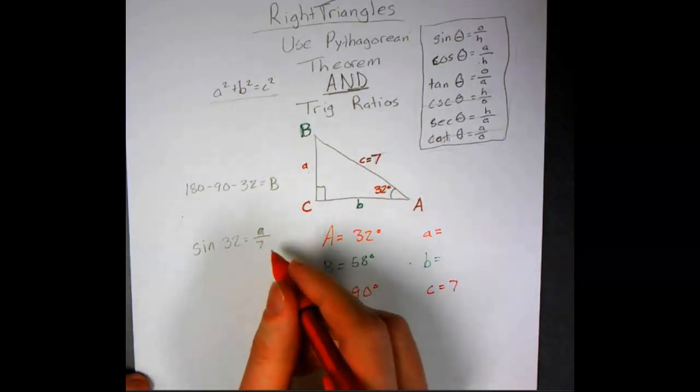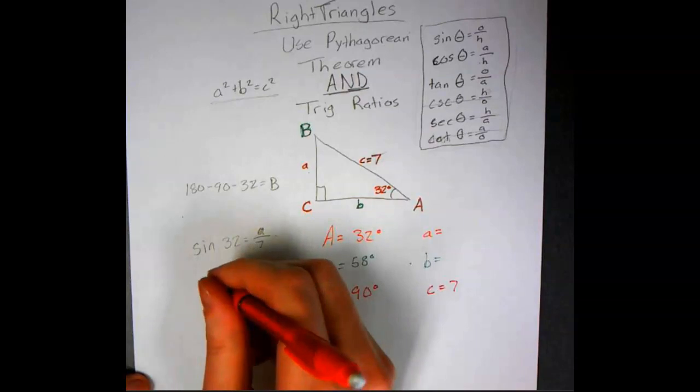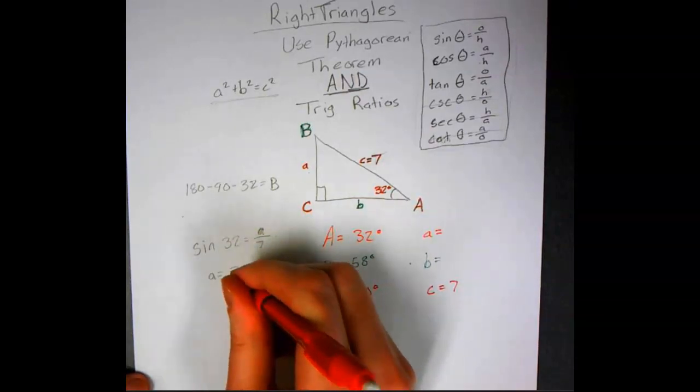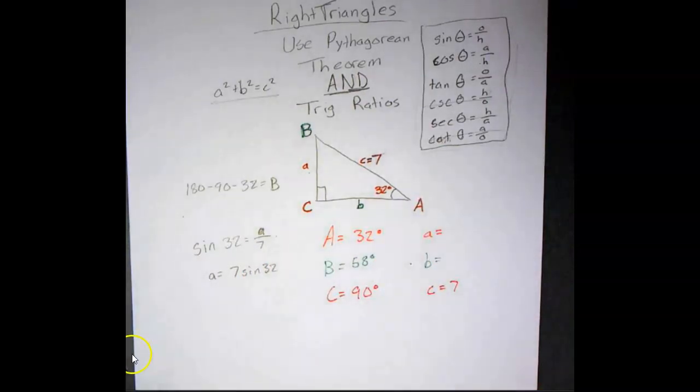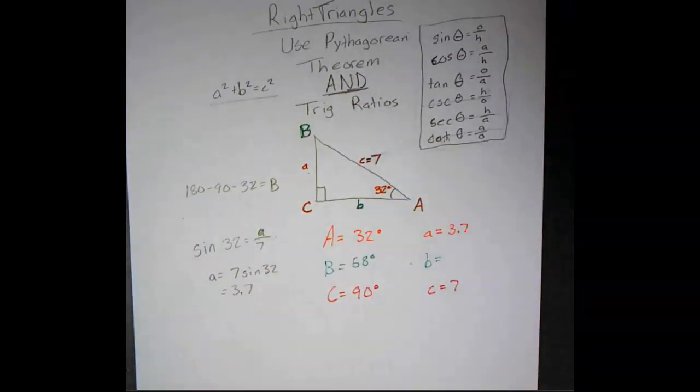So to solve for that, we'll multiply both sides by 7. We'll have A equals 7 sine 32. Go ahead and solve that on your calculator. When we plug that into the calculator, we should get 3.7.